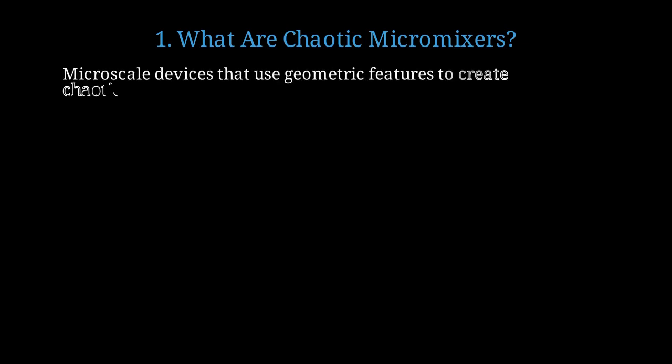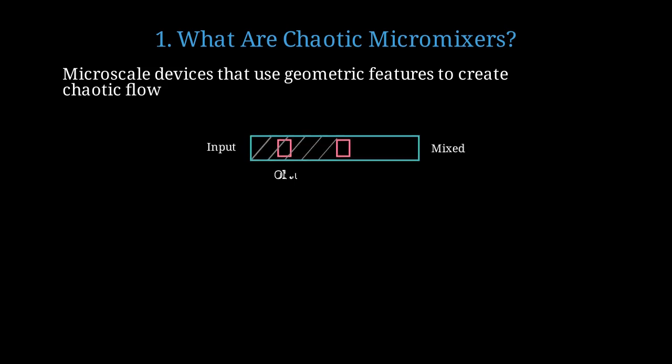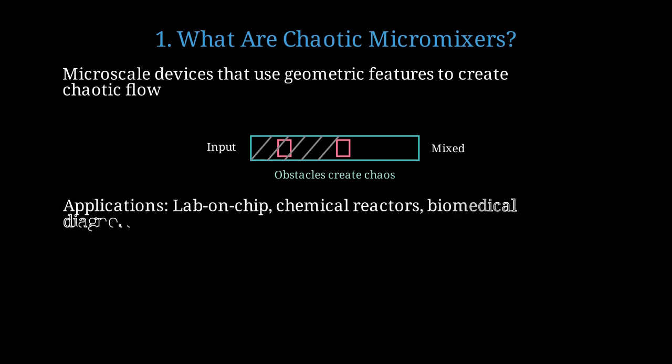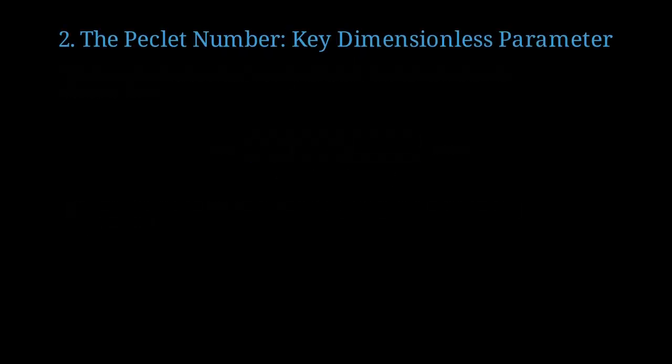Chaotic micromixers are microscale devices that use specially designed geometric features to create chaotic flow patterns. Fluid enters the channel and encounters obstacles that stretch, fold, and twist the flow, creating exponential separation of nearby fluid elements. These devices are critical for lab-on-chip systems, chemical reactors, and biomedical diagnostics where rapid mixing at small scales is essential. The Péclet number governs the competition between advection and diffusion in these systems.